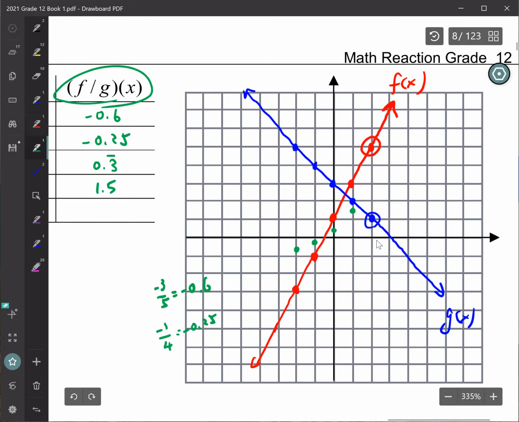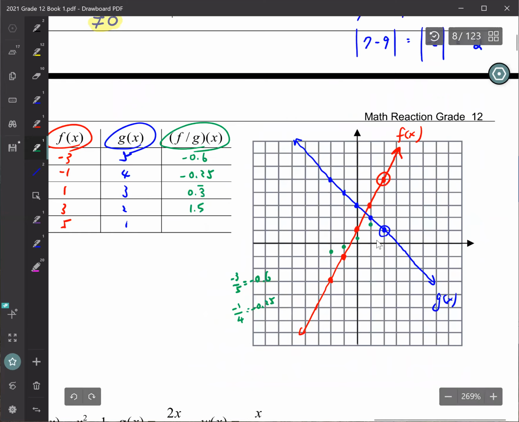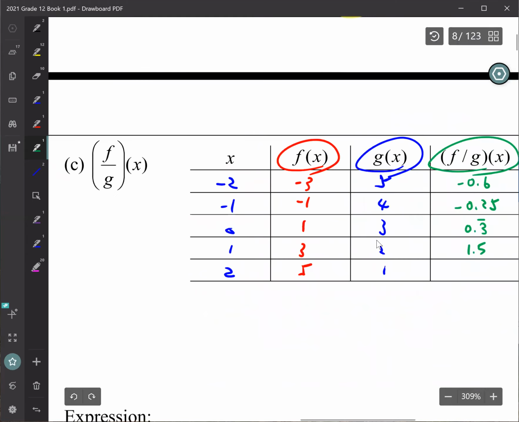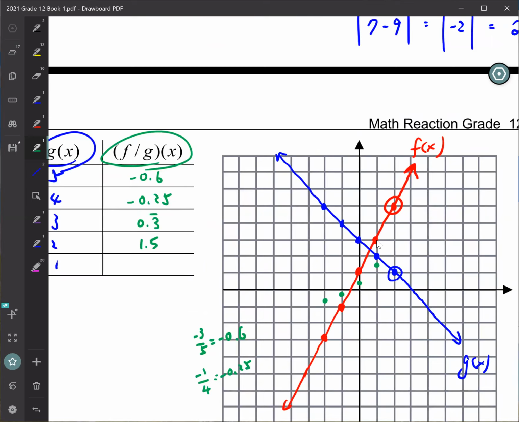Would you divide the red by the blue or the blue by the red? The question says it's f over g, right? So f over g means f divided by g. Okay, so then it would be 5 over 1? Yeah, very good. Okay, 5 over 1 is equal to what? 5. 5, right? So you have the point right on the same spot as the red one.